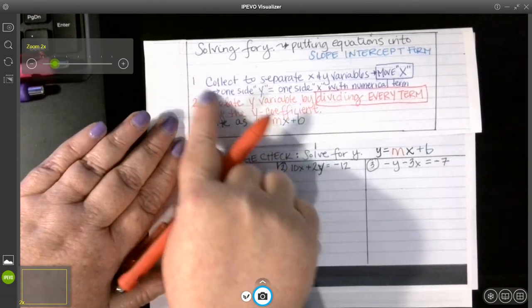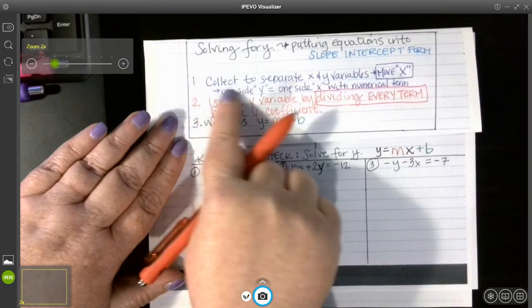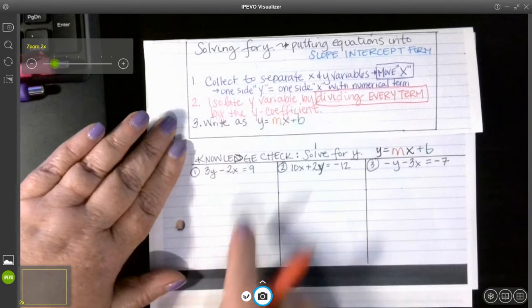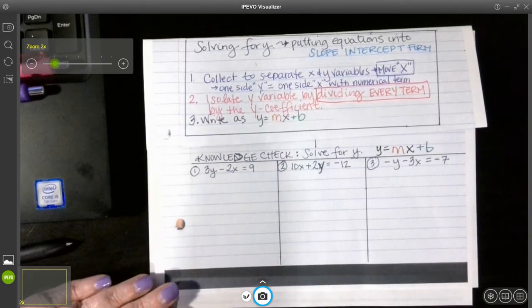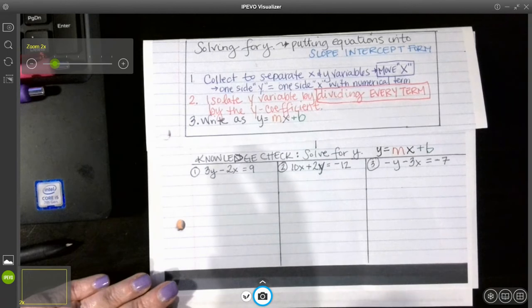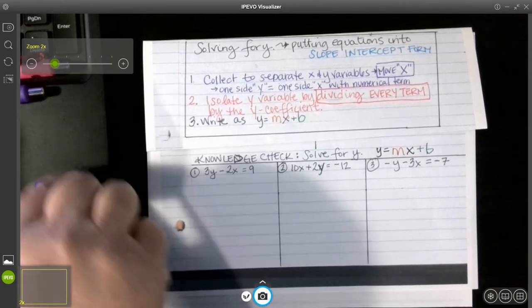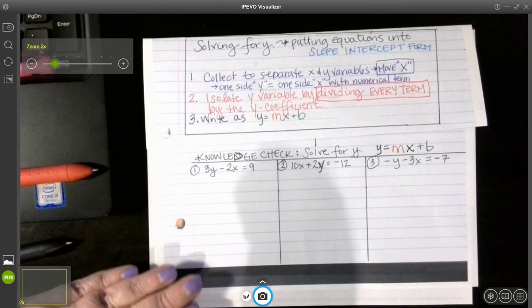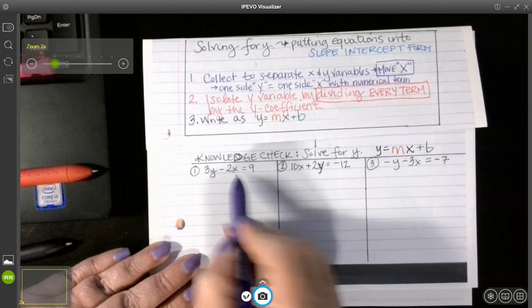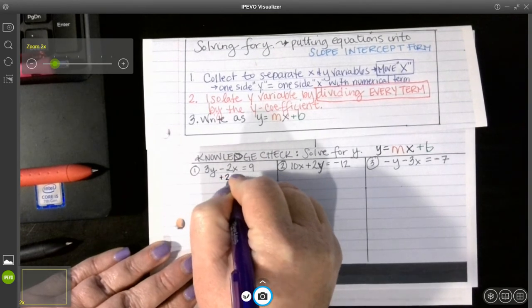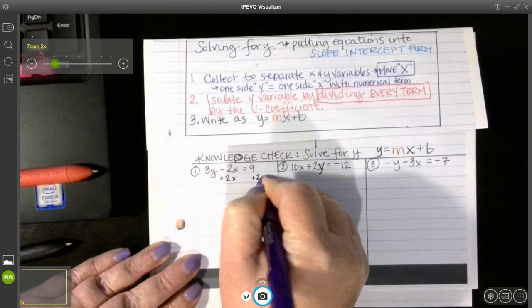We're going to be collecting again. We're going to collect to separate though. So we want our Y's on the left and our X's on the right. That would be preferable. So the first thing we're going to do here is we're going to undo this 2x by adding 2x to both sides.